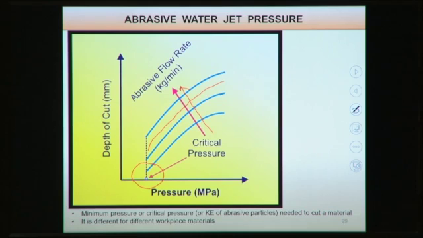Now here there is a critical pressure, a minimum pressure, that is required. Below this critical pressure there is no machining rate. There is no machining below this critical pressure because a certain pressure is required for the abrasive particles to gain a certain kinetic energy. When this kinetic energy is strong enough, only then will it do the machining. So this minimum or critical pressure, or kinetic energy of the abrasive particles, is needed to cut the material.